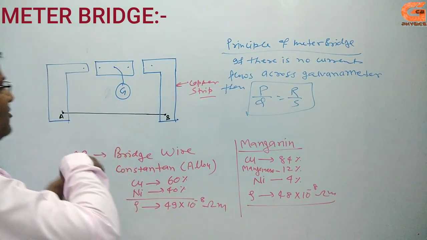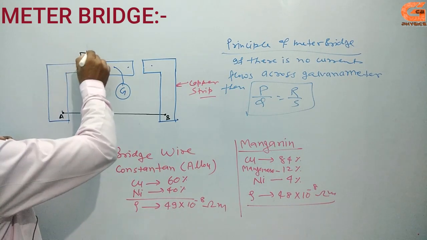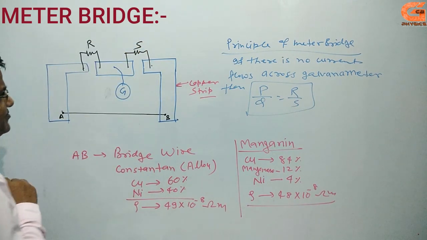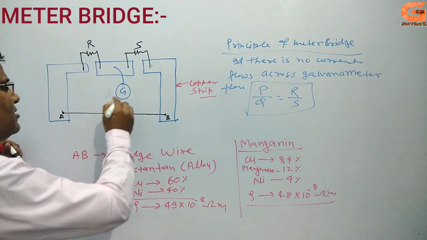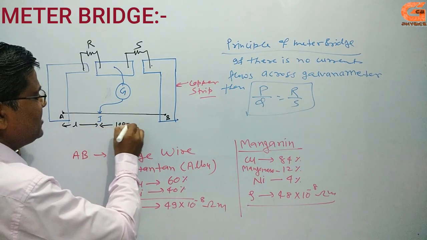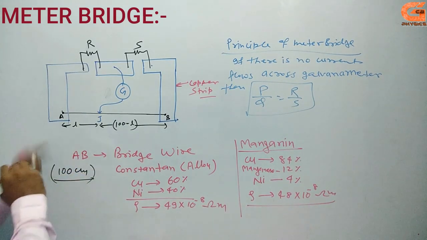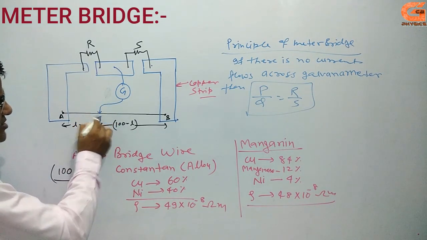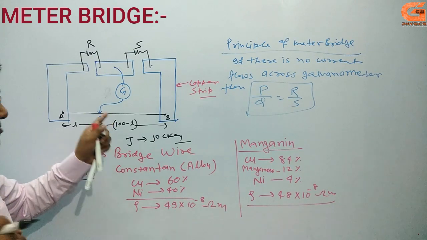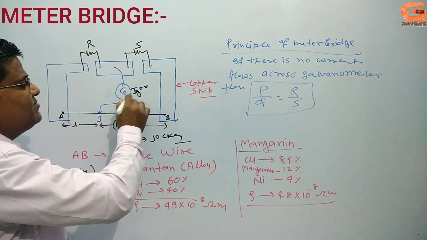This is the basic principle of meter bridge. According to it, if no current flows through this galvanometer, then the resistances are connected along this and this. This is the known resistance R, this is the unknown resistance S, and the balance point is J. Suppose the length is L, then the remaining length is 100 minus L, because the total length of AB is 100 centimeter, 1 meter. Move the jockey, J for jockey, on the meter bridge wire to search for the balance point. If it is obtained, no current flows through the galvanometer, which means the bridge is balanced.